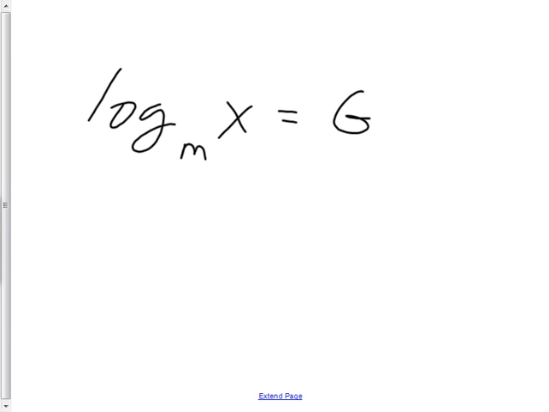All right, try this one. Log base m of x equals g. Solve for x. And then solve for m. There's solve for x. You just rewrite it in exponential. Solve for m. X to the 1 over g power.